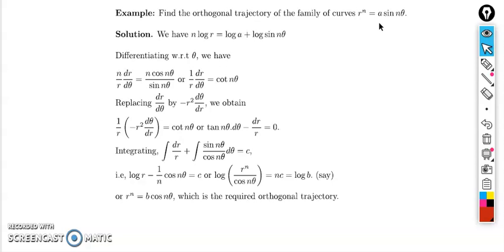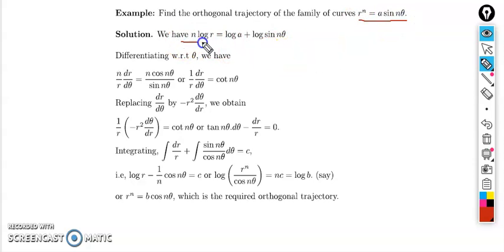If in any curve the power of r is more than 1, that is, the power of r is not 1, in that case you just take log on both sides, and after that differentiate both sides with respect to theta. That should be the best procedure to find the orthogonal trajectory of a polar system curve. So here the power is n, which is not 1. If it is 1, then you start your differentiation with respect to theta. If it is not 1, in that case this should be the best procedure.